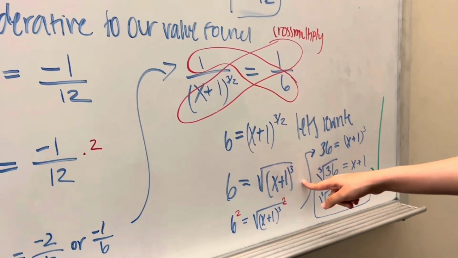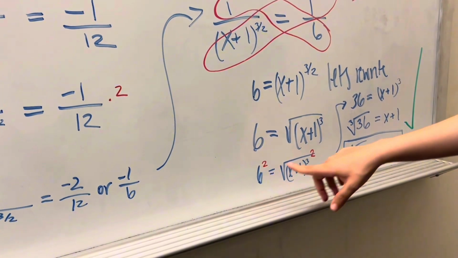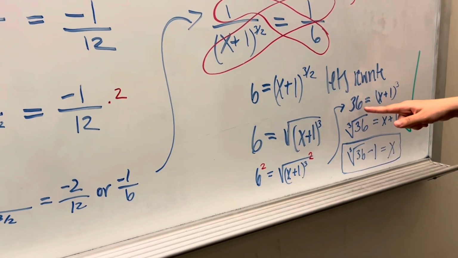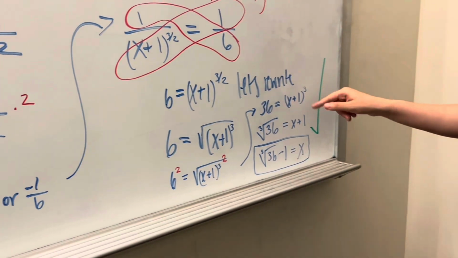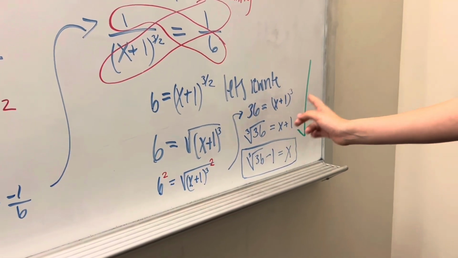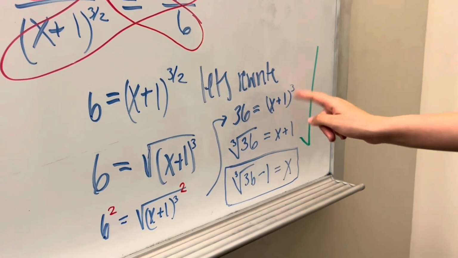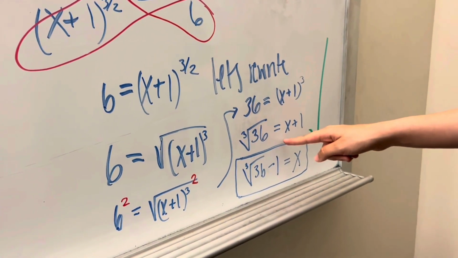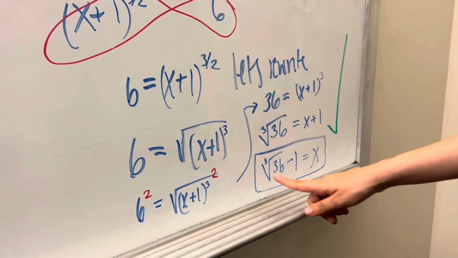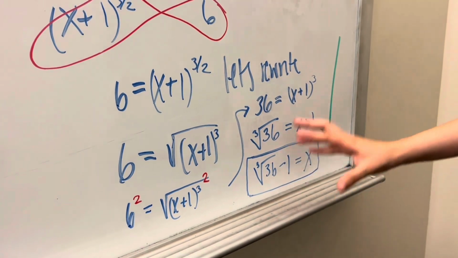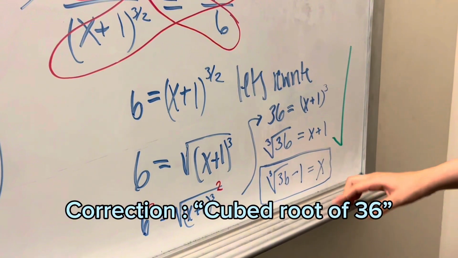Then we decided to rewrite it. Let's rewrite. Let's do the power of 2, multiply with the power of 2 to cancel out the square root, and then we got 36 equals x plus 1 with the power of 3. Then we decide to cube root one side to the other side to cancel this out, and then we got x plus 1 equals this function right here with the cube root, and our final x was the cube root of 3 over 36 minus 1 equals x.